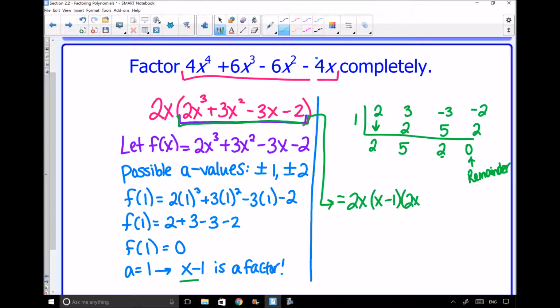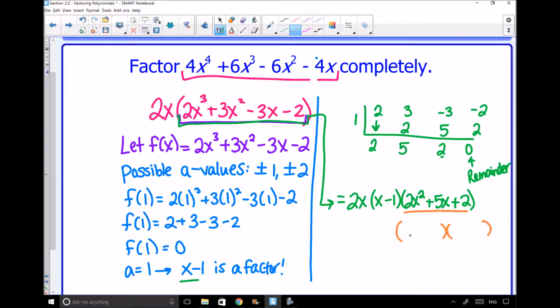So I can say it's 2x squared plus 5x plus 2. Now the last thing I need to do, since this is quadratic, is just factor what's inside of here. I don't have to use the factor theorem. I can if I want, but I'm not going to, just because it's quadratic, and it's nice and easy to factor. So let's go ahead and do that.